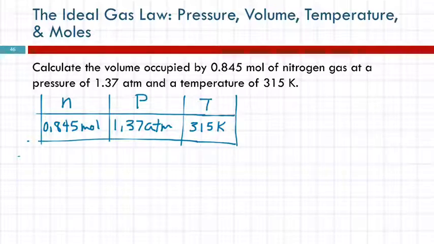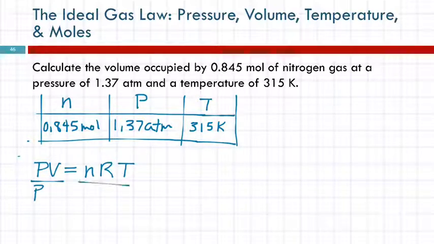So nothing's changing. This is an ideal gas law problem. PV equals nRT. What are we trying to find? The volume. Calculate the volume. So we take this equation and we rearrange. I'm going to divide by P on both sides, so the P's cancel out. So the volume equals the number of moles times the ideal gas constant times the temperature divided by the pressure.